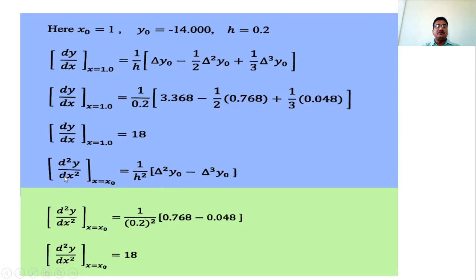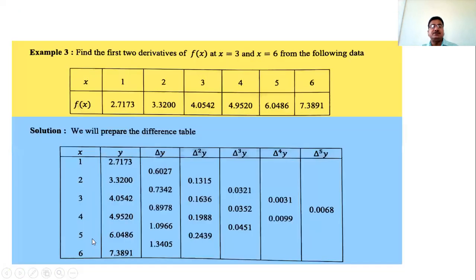Okay, and the formula for the second order derivative is 1 by h square, delta square y naught minus delta cube y naught. All the further differences, that is, the differences of fourth order and beyond, are 0, and so write only the terms up to delta cube y naught, substitute the values, and we get the answer 18. So these are the first order derivative and second order derivative at the first point, x is equal to 1.